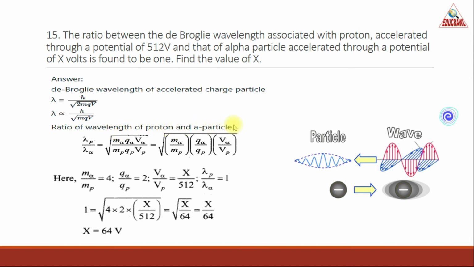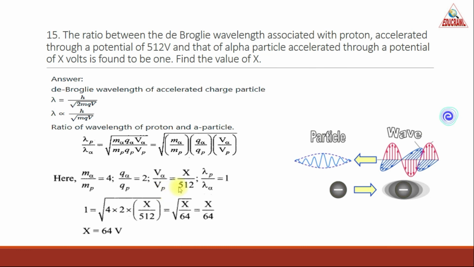So the ratio of wavelength of proton and alpha particle is lambda p divided by lambda alpha is equal to square root of m alpha q alpha V alpha divided by m proton q proton and V proton. So separating this as mass, charge and potential, we get lambda p divided by lambda alpha is equal to square root of m alpha divided by mp into q alpha divided by qp into V alpha divided by Vp. We know that m alpha by mp is equal to 4, q alpha by qp is equal to 2, V alpha divided by Vp. V alpha value we do not know, so we keep it as x.